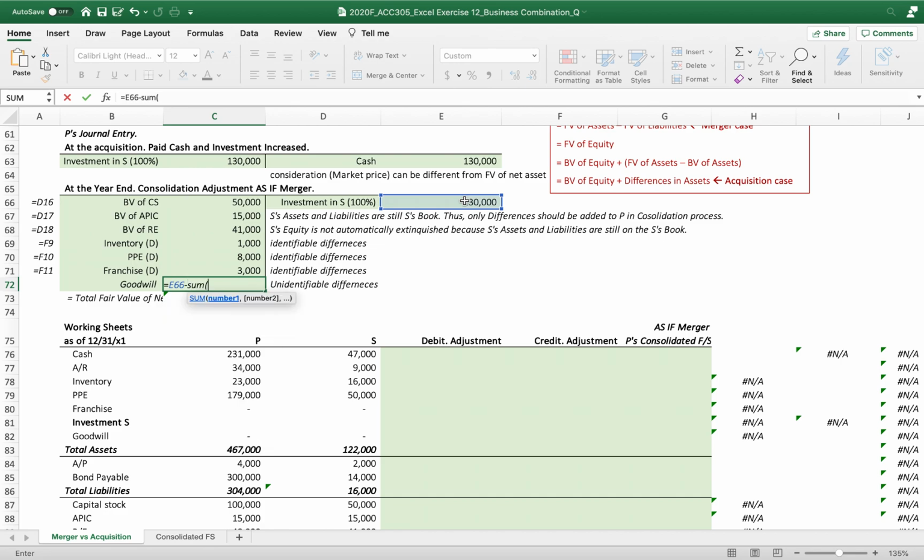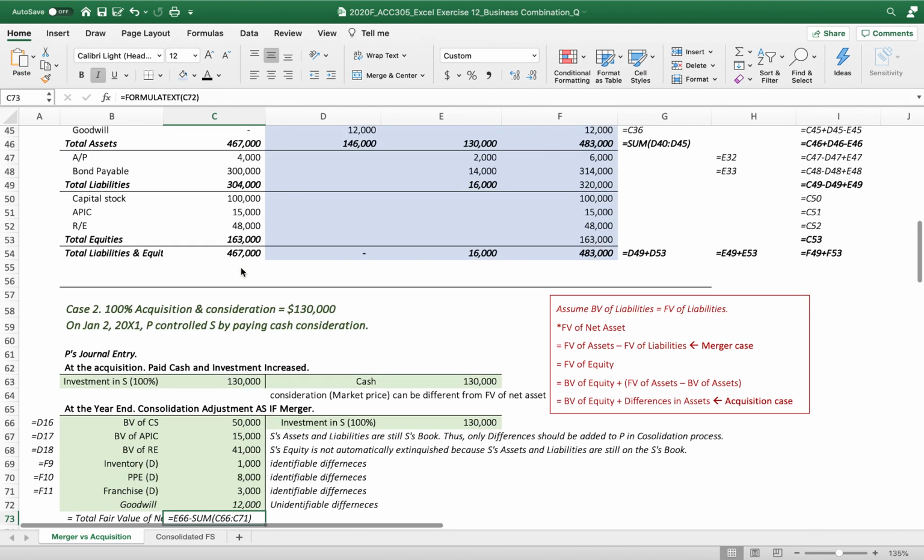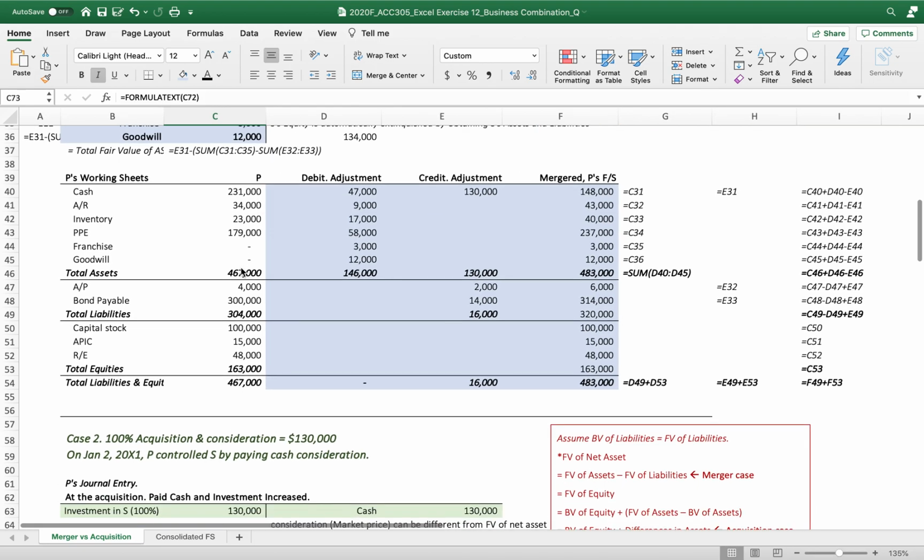Now let's sum up this net book value. The fair value of net asset. Again, the book value of equity is equal to the book value of net asset. If we add the difference in asset, then the total of this book value of equity and the differences is the fair value of net asset. Okay, so we got the difference, 12,000. Then we'll see the same result as the merger cases.